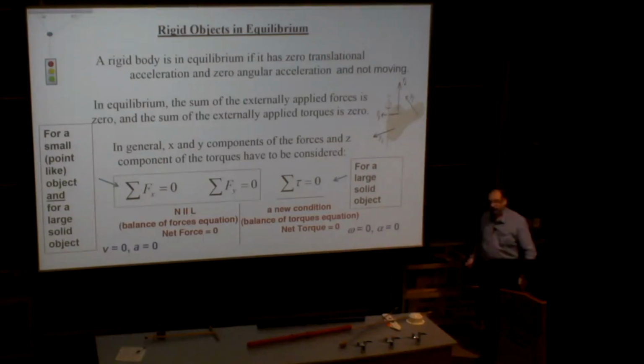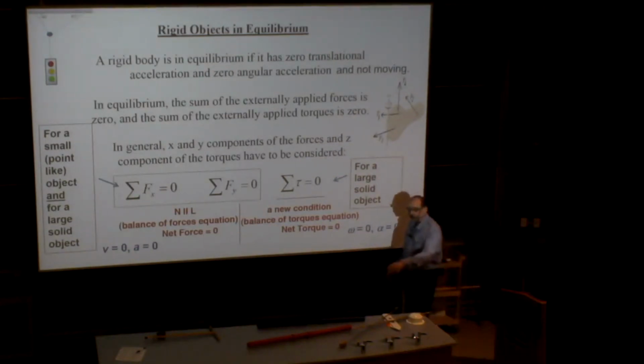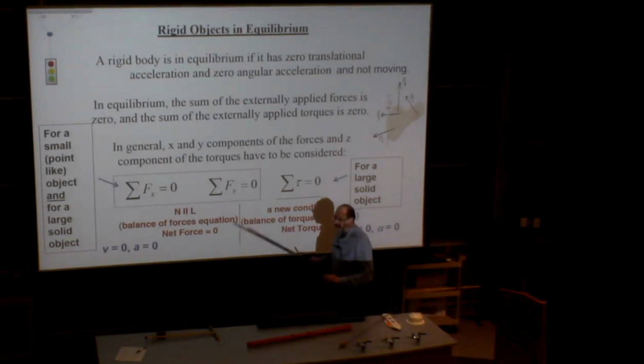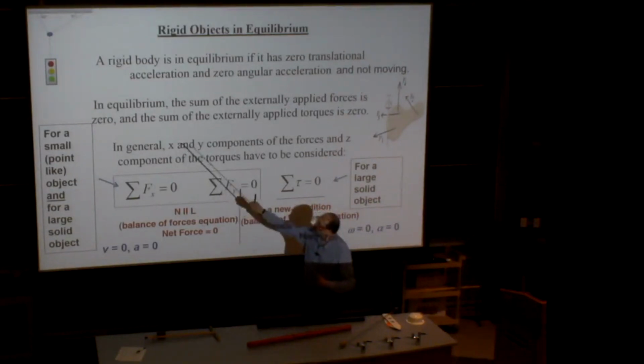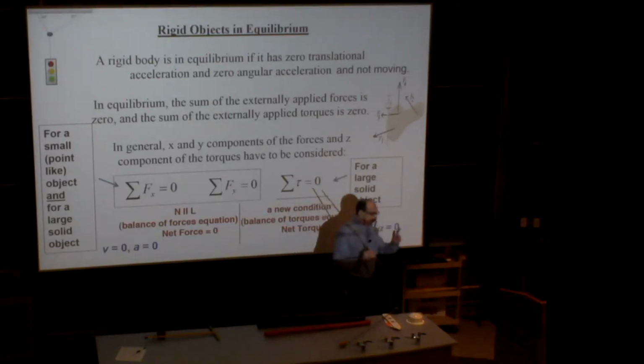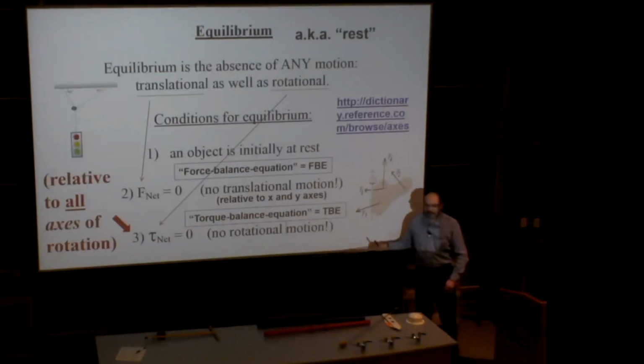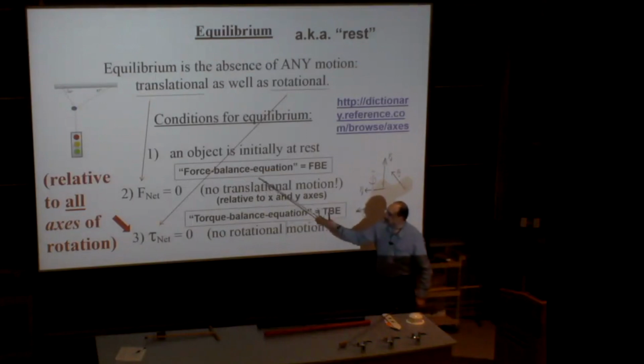So in order to have a large object in equilibrium, net force has to be equal to 0, as it was before, but also net torque has to be equal to 0. Two conditions. They have names. Because we have to balance forces, we call it force balance equation. Because we have to balance torque, we call it torque balance equation.